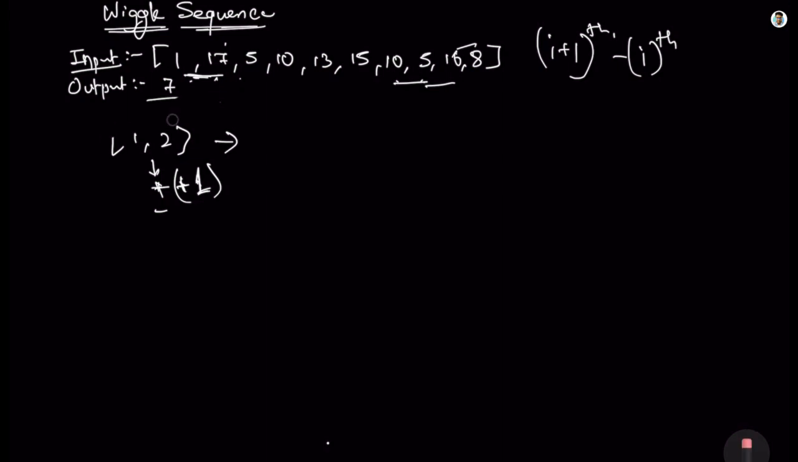So for a scenario where we have length less than 2, the output will be equal to the length of that array. So if the input is an empty array, then we will have 0. The Wiggle subsequence will be of 0th length, and if we have one value, then it is going to be 1. But if we go higher, there are going to be more values in the Wiggle subsequence.